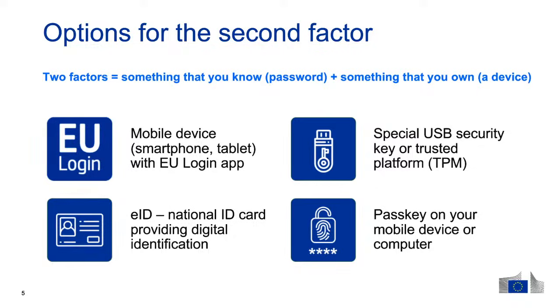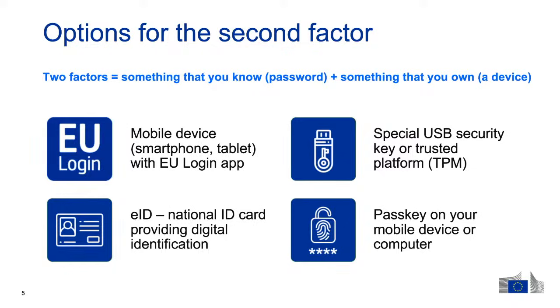And on this slide, you see that we currently have 4 options for adding this second factor. You can use a mobile device, meaning a smartphone or tablet, where you install our EU login app. You can also use your national ID card, which is actually a very convenient method. If you are used to using your national ID card for digital interactions with your national administrations, then the eID is maybe your method of choice.